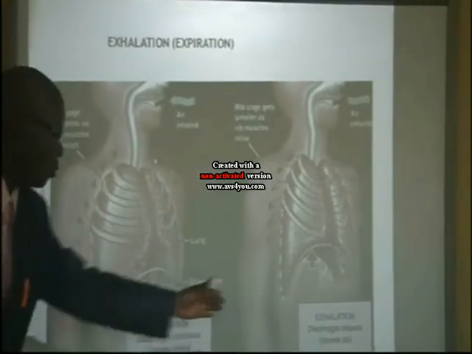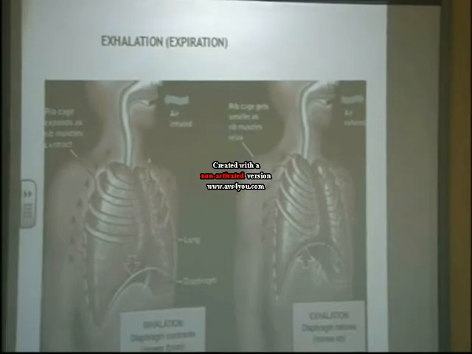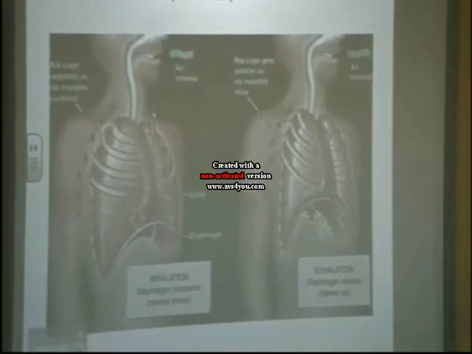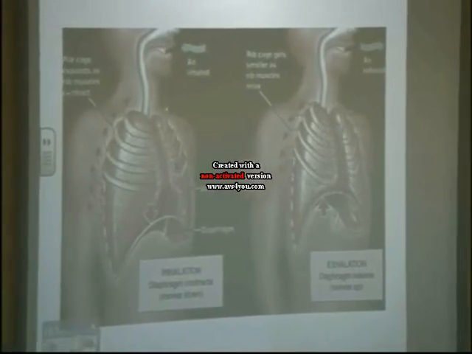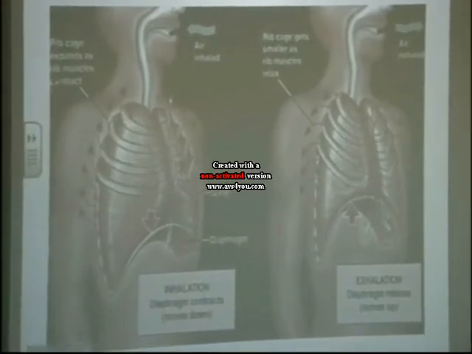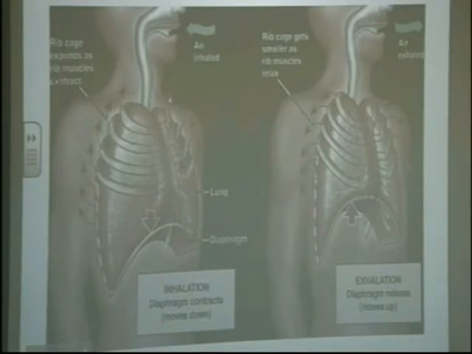Now, I've decided to put the two pictures side by side so that we can compare. You can see the position of the rib. During inhalation, the rib cage expands as rib muscles contract. You can see the diaphragm labeled there, which I said will flatten out. But when you come to exhalation, the rib cage gets smaller as rib muscles relax. And of course, you can also see the diaphragm there, trying to assume its normal C shape on the other side. And then the air can go out.